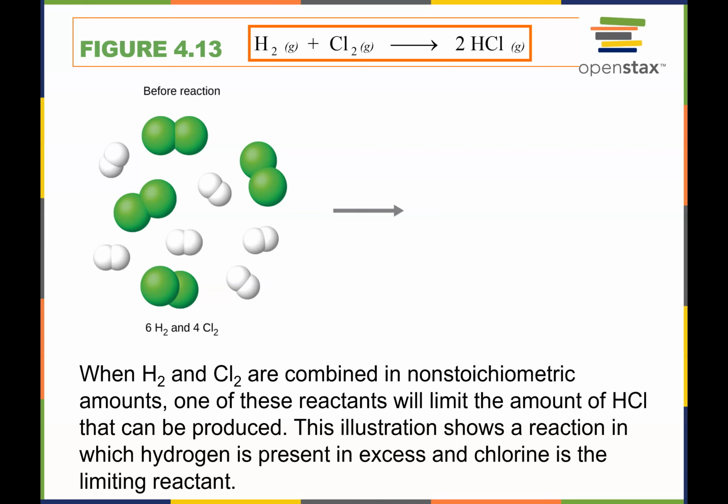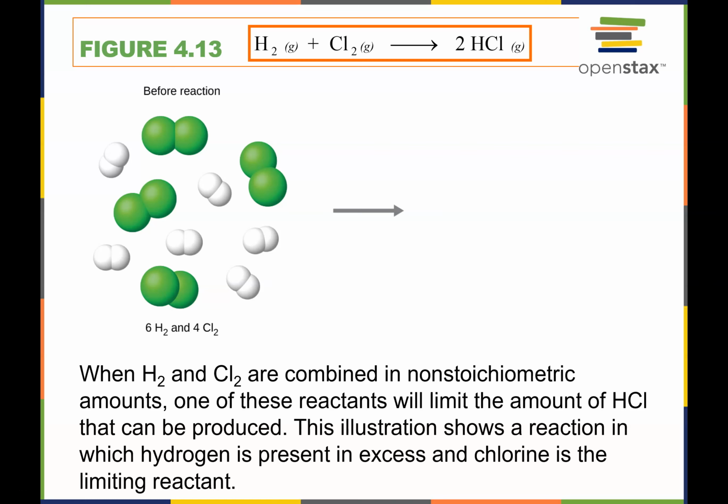So here we go. The white ones again are the hydrogens, and the green ones here are chlorines. We're going to combine H2 and Cl2. They combine in equal amounts, so 1 mole of H2 plus 1 mole of Cl2 forms 2 moles of product.